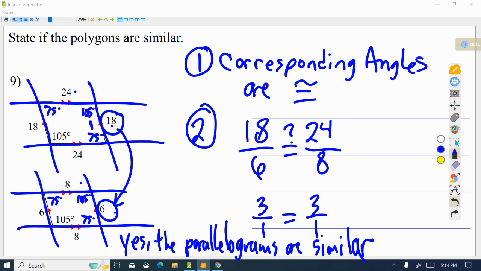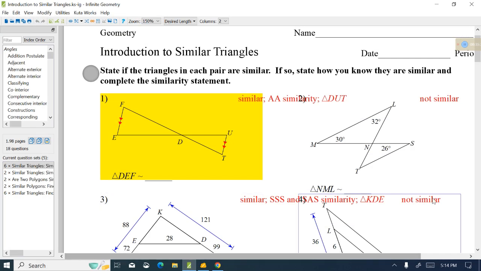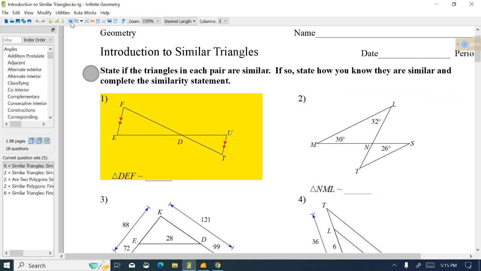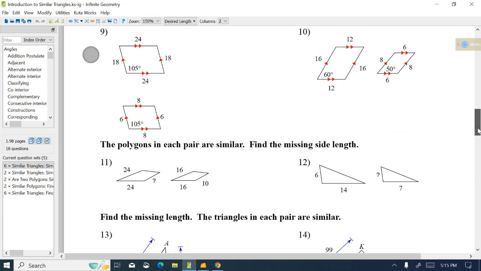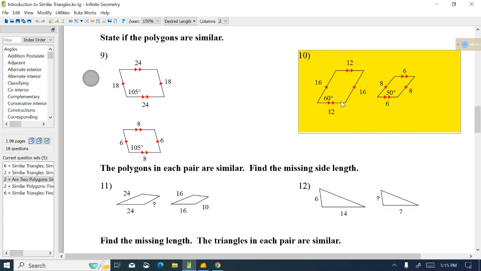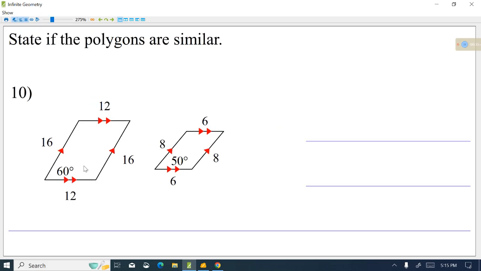All right, so we're moving through this worksheet. I'll try to have you guys set it up so that you have just enough to practice. So for number 10, we should be able to take a look at this one and see really quickly these ones are not possibly going to be similar, okay? Because 60 is not equal to 50. And this is basically that simple to see, okay?